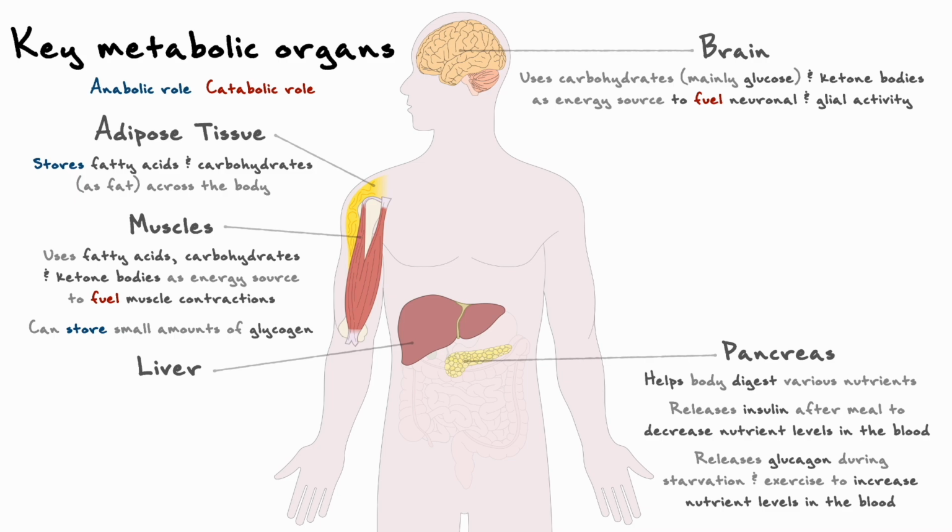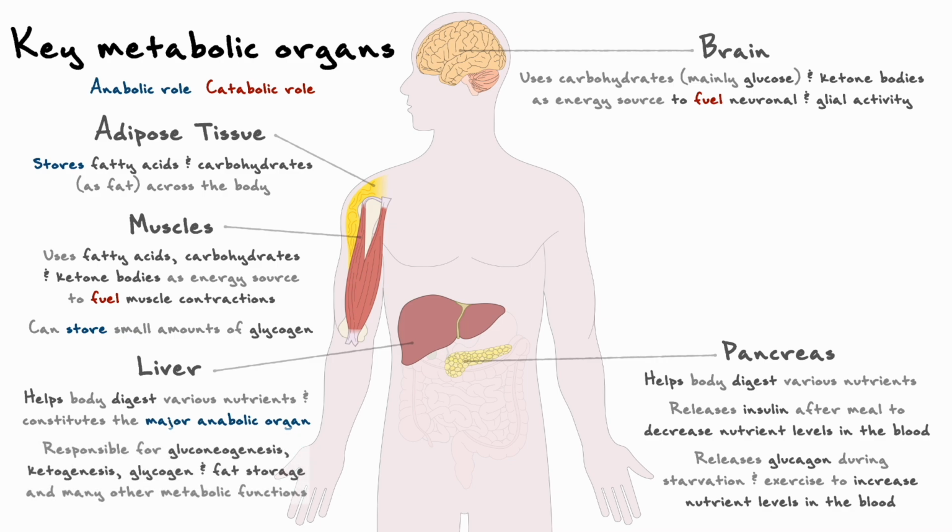Given its central role in the digestive system, the liver has numerous functions that are related in helping the body digest nutrients. For our purposes, what is important about the liver is that it constitutes the primary anabolic organ. What is meant by that is that the liver is sort of a central hub that makes sure all the other tissues across the body have all the nutrients they need. Accordingly, the liver is capable of performing gluconeogenesis, ketogenesis, storage and breakdown of fat and glycogen, and many more functions, all for the purposes of serving the rest of the body.